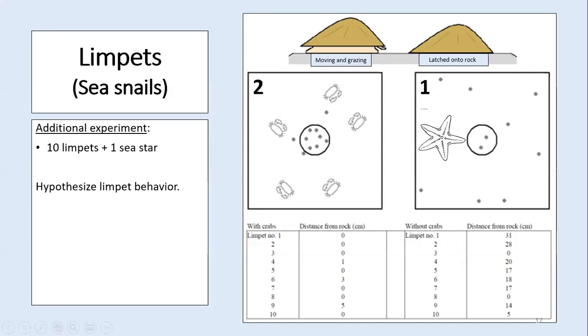In a follow-up experiment, a sea star was placed in tank number 1, with the limpets. The limpets immediately crawled to the opposite side of the tank instead of latching down onto the rock in defense. Again, you will hypothesize why the limpets displayed this behavior.